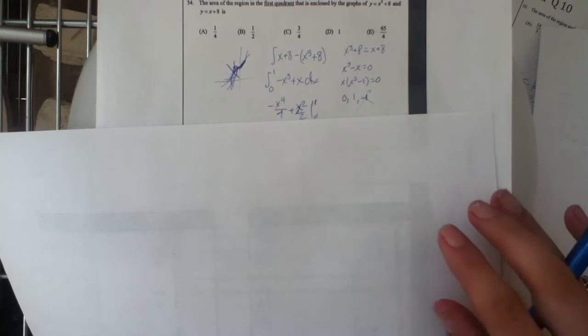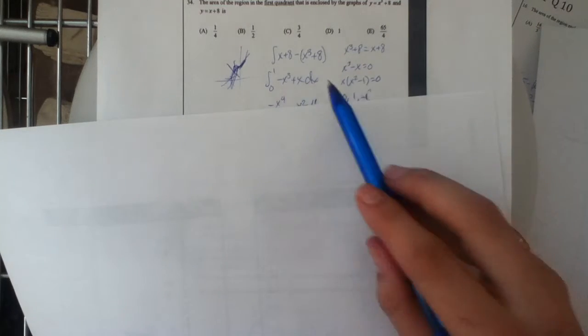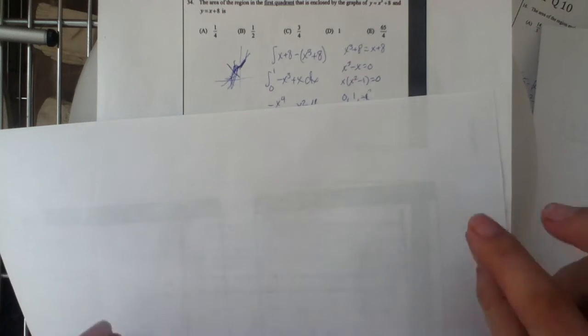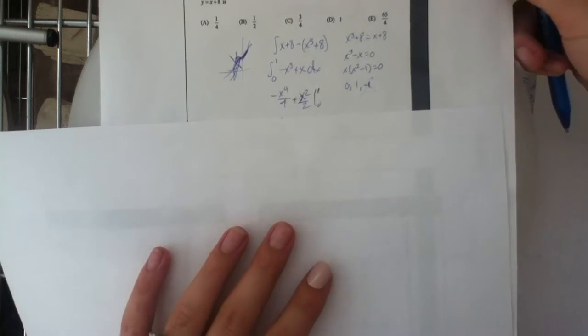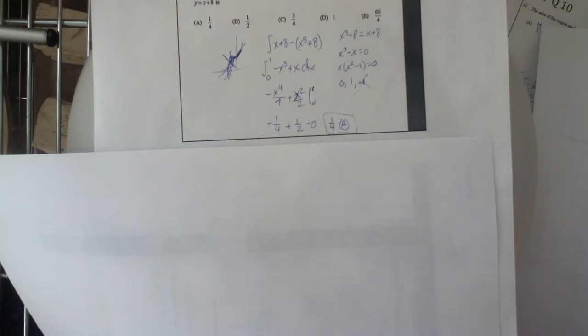Okay, again, you really want to simplify before you integrate, because the 8's actually go away, so definitely simplify before you integrate. If you didn't do that, you're wasting a lot of time. The answer is 1/4 A.